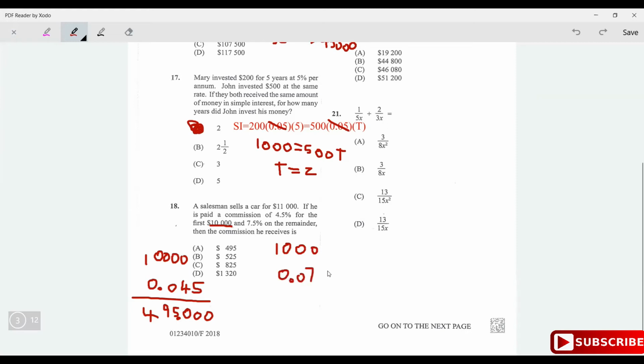And so let me rectify that issue. It should be actually $450 he made. 450, and then 7.5% of 1,000 is $75. 450 plus 75, you add them, and you're going to get 525. Easy question.